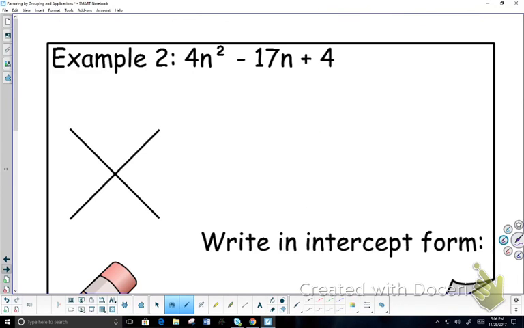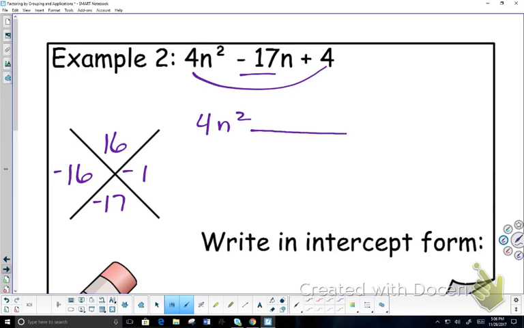So let's try another. We would take 4 times 4, and we'll get 16. We'll take our middle term, which is what we're going to break in two, negative 17. 16 and 1, both of them have to be negative. Negative 16 times negative 1 gives me 16. Negative 16 combined with negative 1 gives me negative 17. So now I'll do 4n squared, blank, plus 4. I need negative 16n, and then I need negative n. Those were those two values right there.